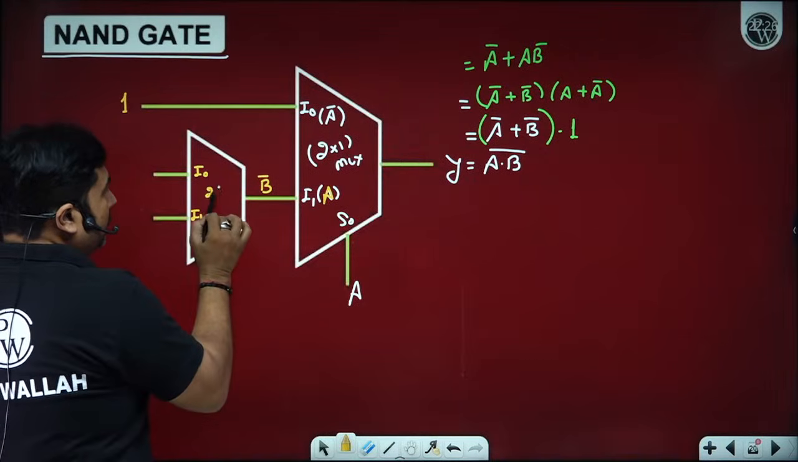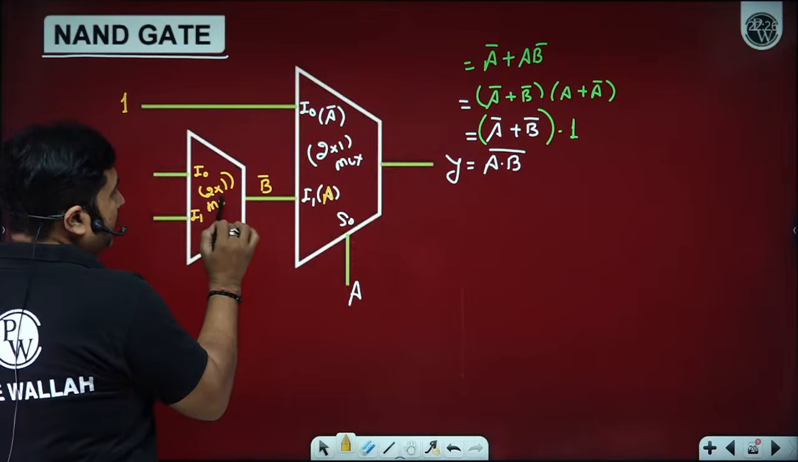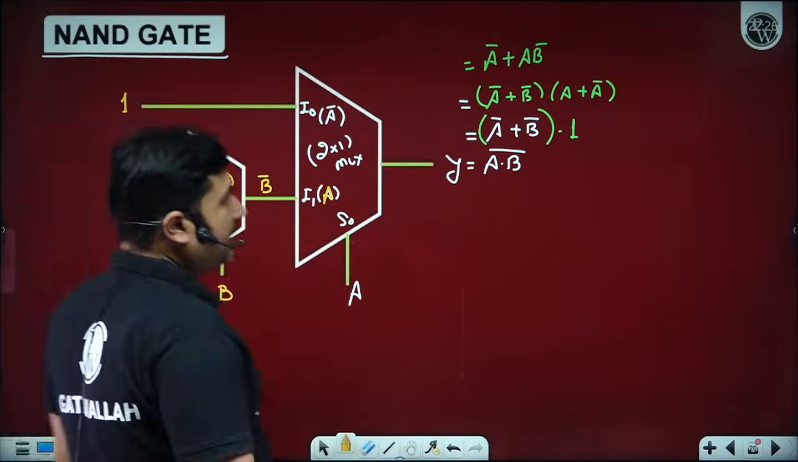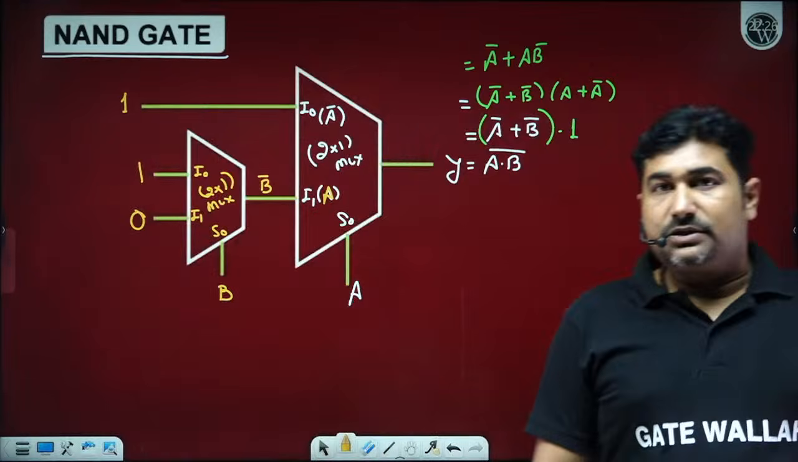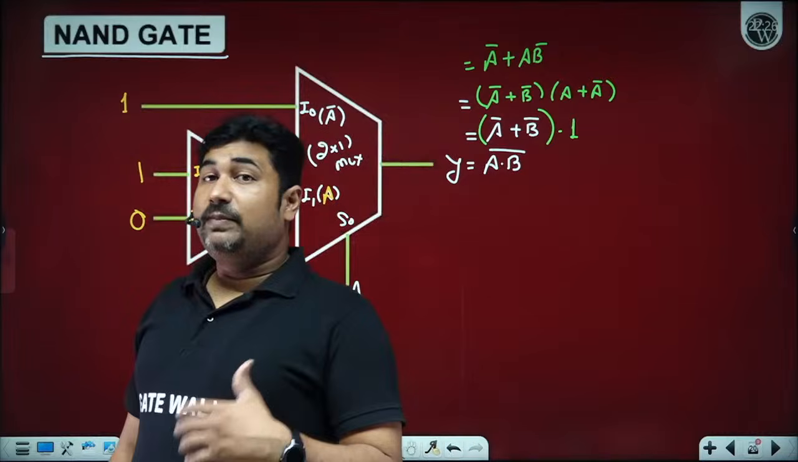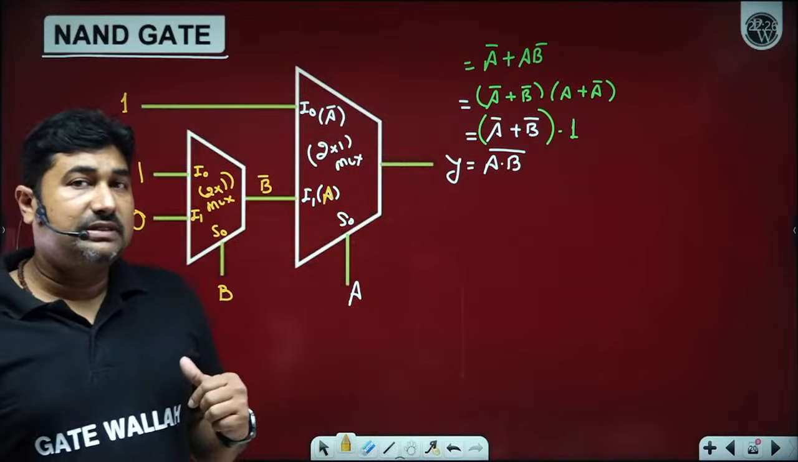How many of you able to understand? Please let me know by writing in the comment section, beta ji. For B bar, we must have to pass like this. So if we want to implement an AND gate, we can implement by using 2 cross 1 size mux.